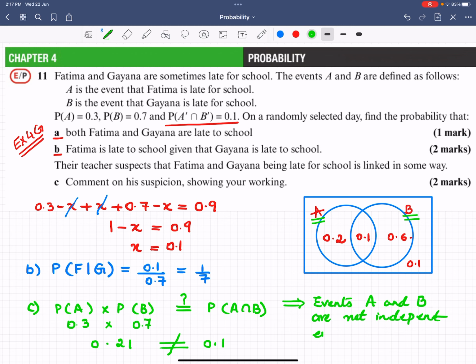So when events are not independent, they are less likely to happen at the same time. Therefore, the teacher's suspicion that they both are late at the same time is not valid. It doesn't really verify that they both are linked together.